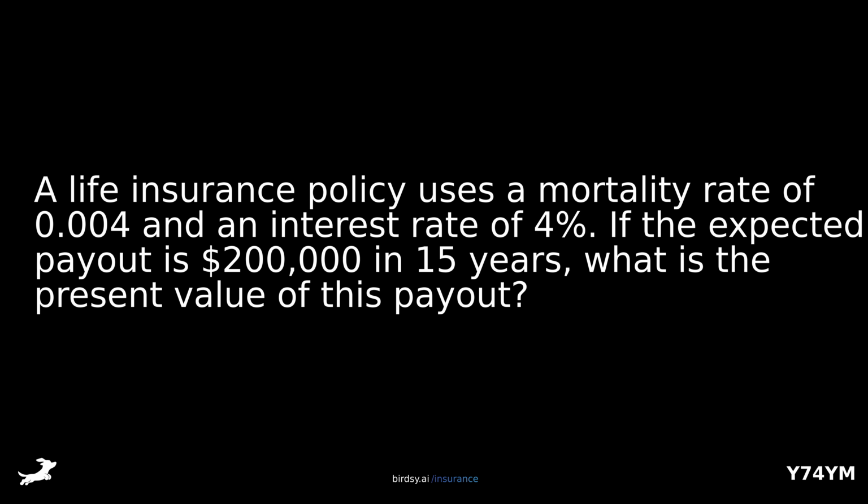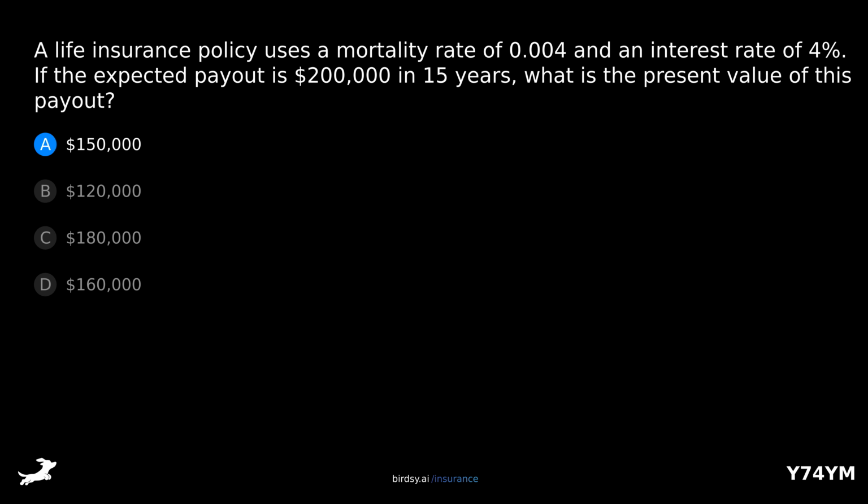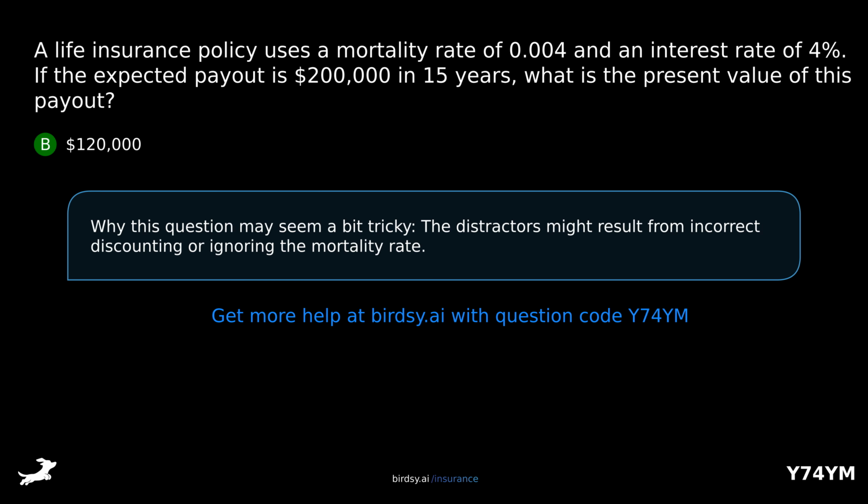A life insurance policy uses a mortality rate of 0.004 and an interest rate of 4%. If the expected payout is $200,000 in 15 years, what is the present value of this payout? Is it A, $150,000, B, $120,000, C, $180,000, or D, $160,000? The answer is B, $120,000. Why this question may seem a bit tricky.